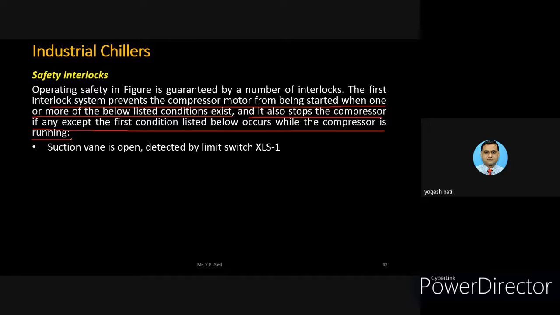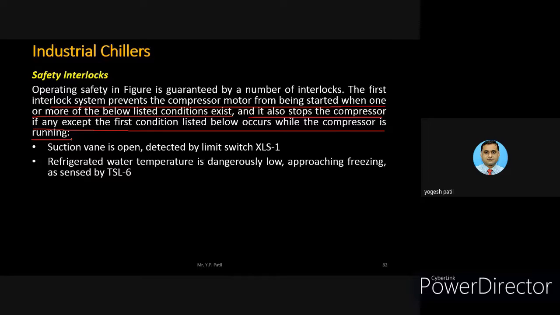The first condition is that the suction vane is open. If the suction vane is open, and that can be detected by limit switch XLS1 that we already introduced, the compressor motor gets stopped. The second interlock connected to this compressor motor is that the refrigerator water temperature is dangerously low. For example, if it is approaching the freezing level, that can be detected by a temperature sensor. Then suddenly the compressor motor is turned off.